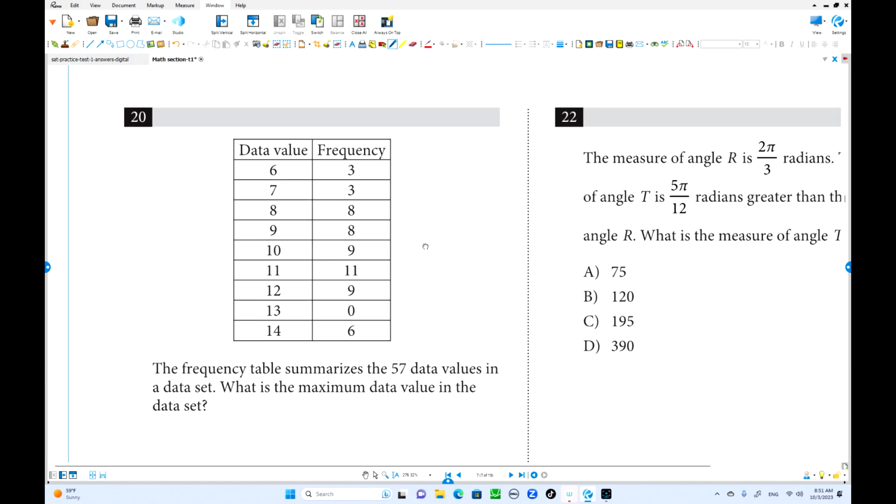Here is number 20. So we have 57 data points over here. The number of applicants is 57, right? So 6 points is what? 3 students. You can use the number of students. 6 students, they all got 14. This is the data value. So the question is, what is the maximum data value? Okay, the maximum data value is 14, that's the answer, okay?